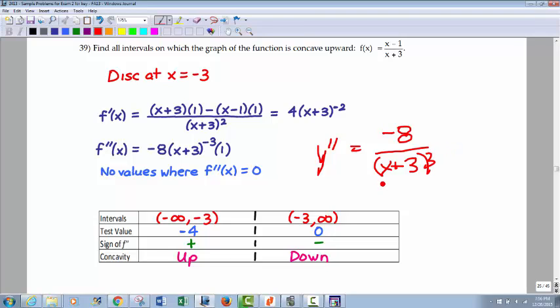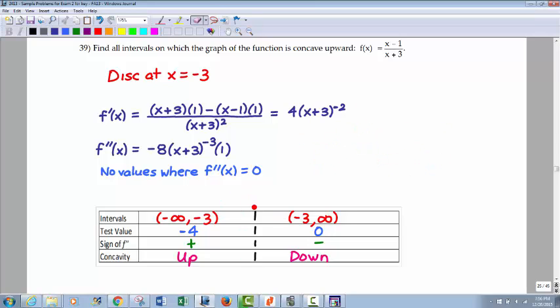So once again, you're setting the numerator equal to 0. So -8 cannot be 0 ever. So there's no values that could ever possibly be what's called inflection points. But we do have that discontinuity, right? See that bottom, so we've got something that goes on our chart. Just like the first derivative, we're looking for the second derivative equals 0, second derivative undefined, but the f of the number is defined, and discontinuities. So all we have here is a discontinuity.